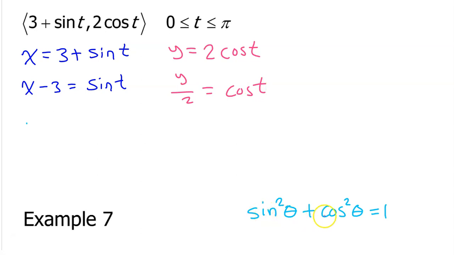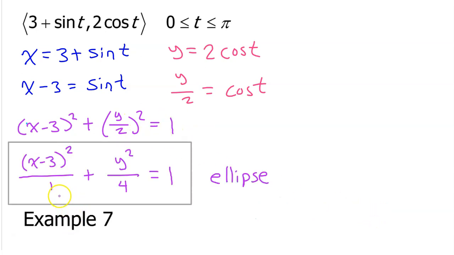Never forget your Pythagorean identity. Sine squared theta plus cosine squared theta equals 1. Since sine t equals x minus 3, sine squared will be x minus 3 squared. Plus cosine squared, so that's plus y over 2 squared. And then equals 1. If we write this in standard form, we get x minus 3 squared over 1 plus y squared over 4 is equal to 1, which is the equation of an ellipse.